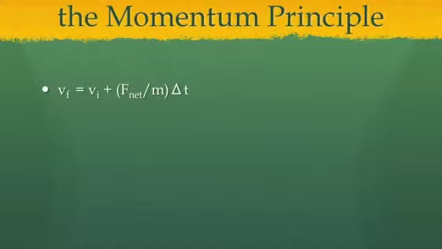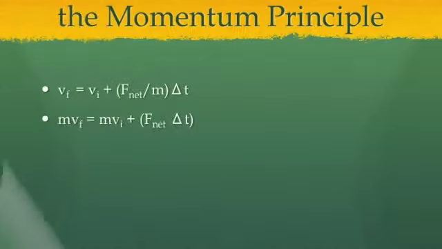The final velocity is equal to the initial velocity plus F net divided by the mass times delta t. If we do some algebraic manipulation of this equation, say getting the object's mass out of the denominator of this fraction, we end up with the following equation. Mass times velocity final is equal to mass times the velocity initial plus F net delta t.